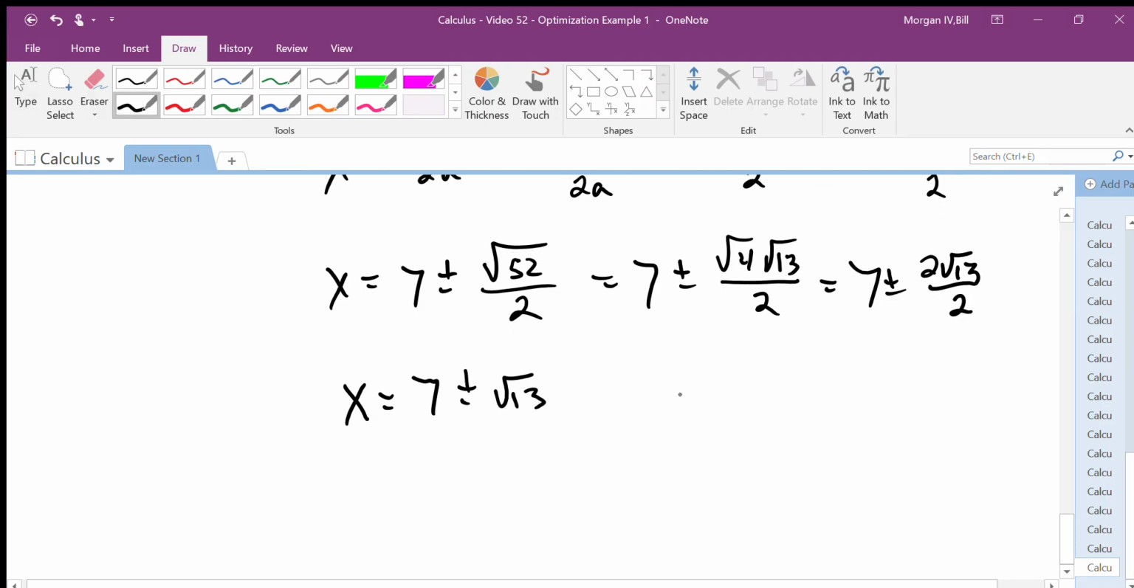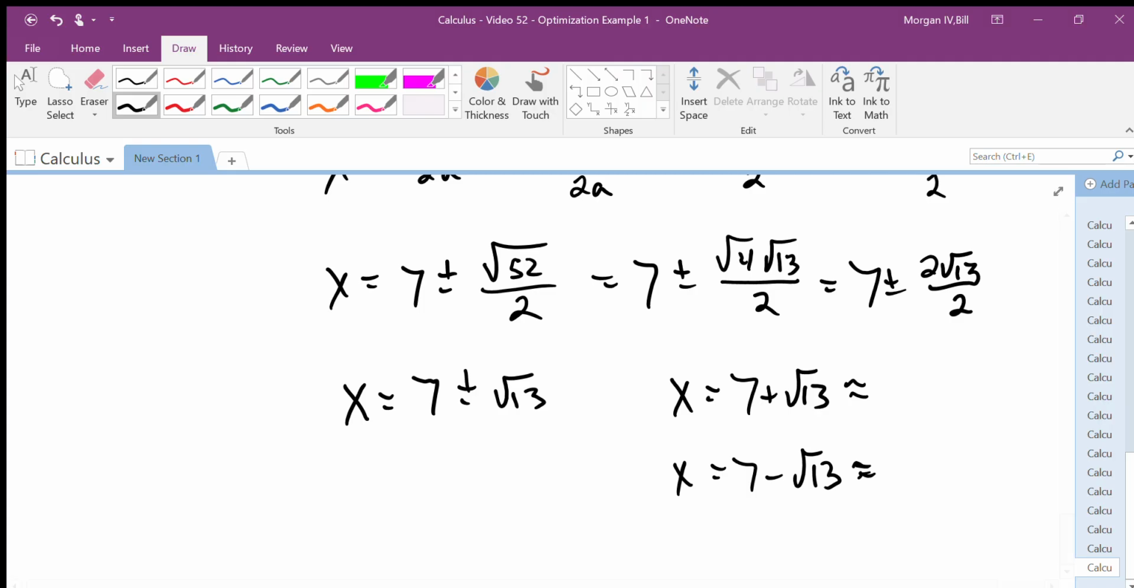Let's check out x equals 7 plus root 13, and x equals 7 minus root 13. And I should probably do approximations here, so I'll get some decimals. 7 plus the square root of 13, I've got 10.606. Is there a problem with that answer? Yes, there's a problem with that answer.